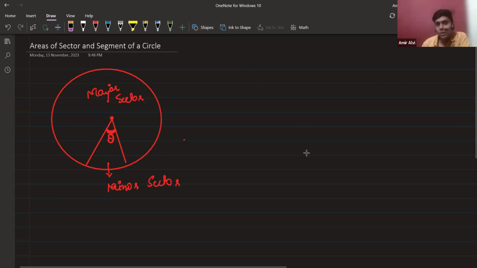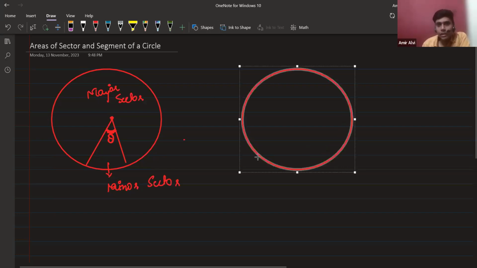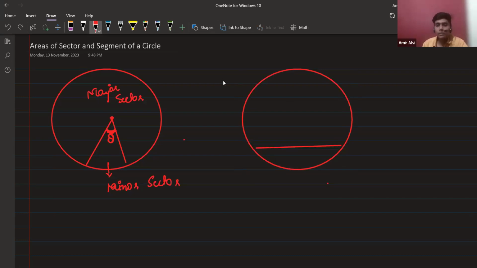Okay, I'm taking one more circle, and suppose I cut the circle into 2 parts with a chord, so there is a partition right there. Yes or no, everybody?